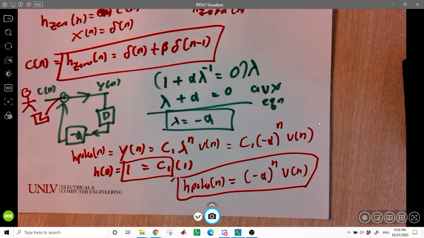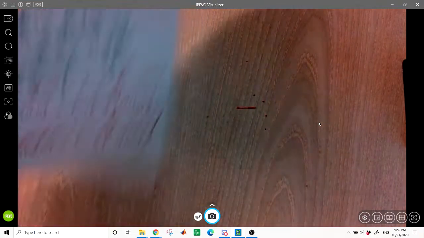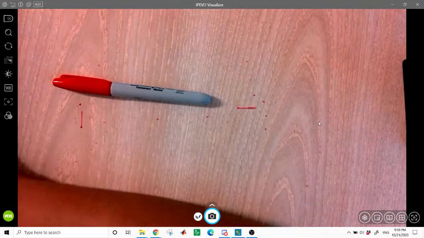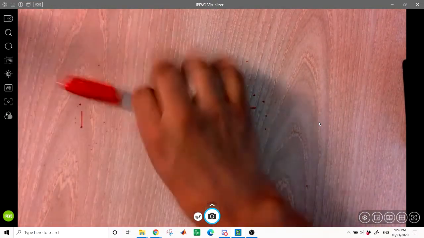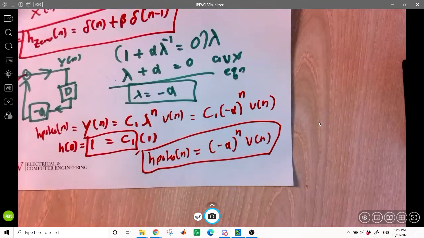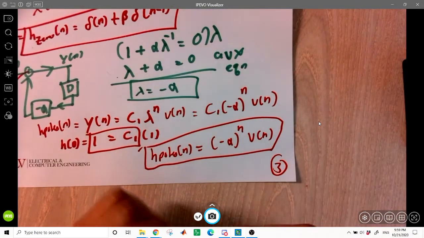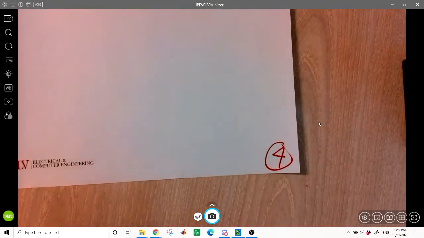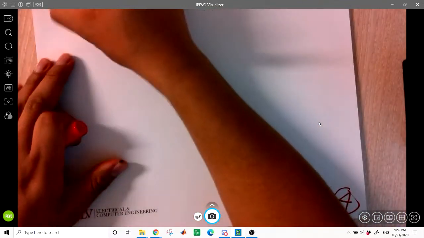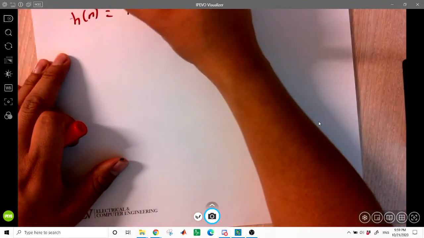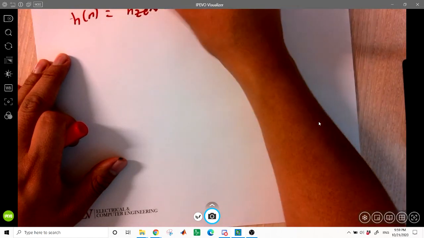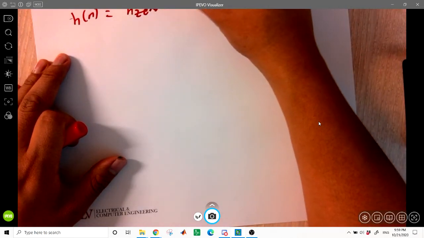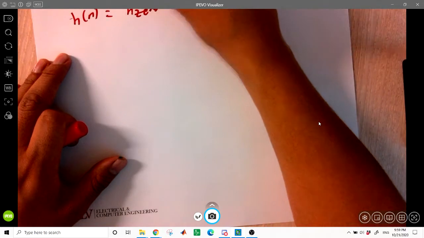And now you are ready to convolve with this. So let's bring out the final step. And for clarity's sake, now we're ready to perform this operation. h(n) is equal to h of zeros convolved with h of poles (n). And now let's just do this brutal math.